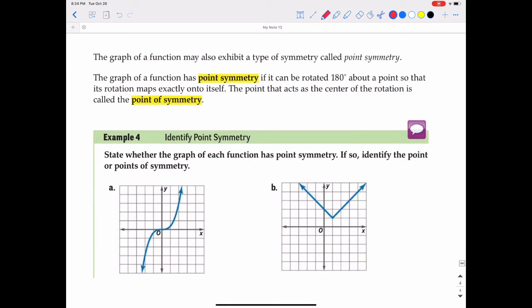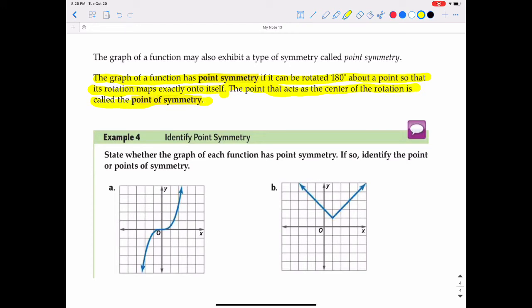The other type of symmetry we're going to talk about in this lesson is called point symmetry. In geometry, you may have heard of something called rotational symmetry. They're very similar. The graph of a function has point symmetry if it can be rotated 180 degrees about a point so that its rotation maps exactly onto itself.